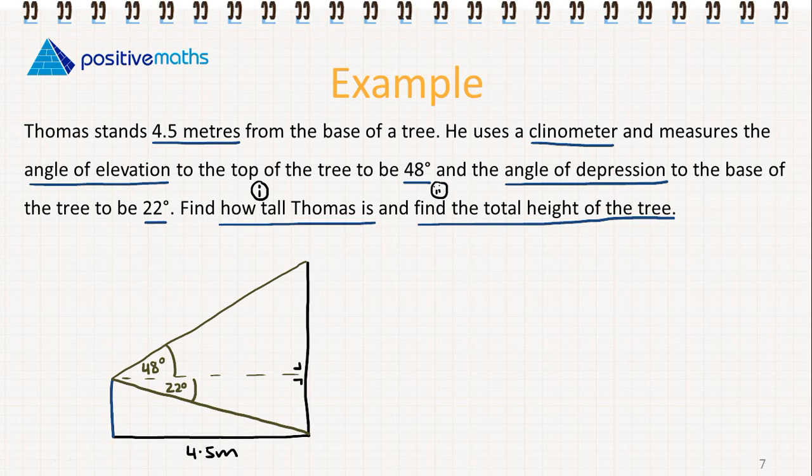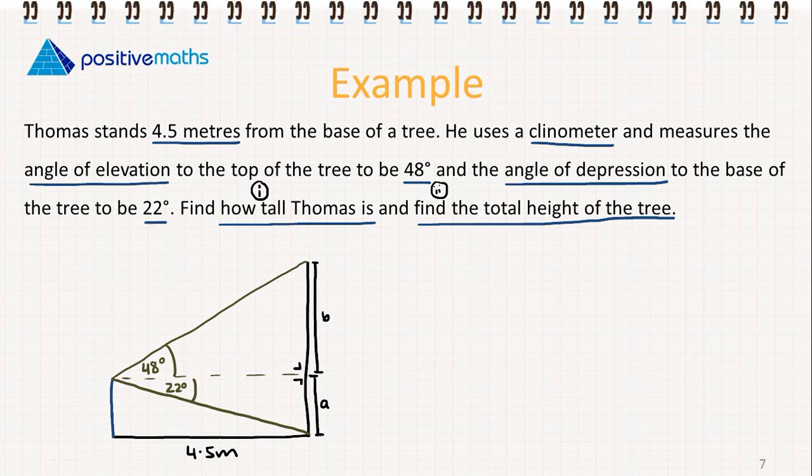So first of all, we're going to realize that the height of Thomas is this part here. To find the total height of the tree, we then need to find this part here. So I'm going to mark this with A, mark this with B. So Thomas's height is A, and the total height of the tree is going to be A plus B. So the first thing we're going to do is find A.